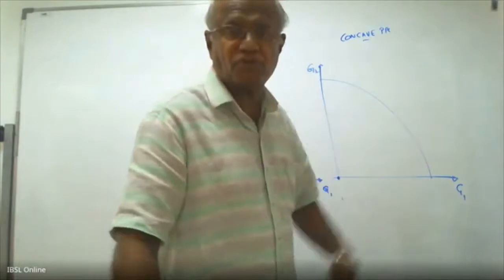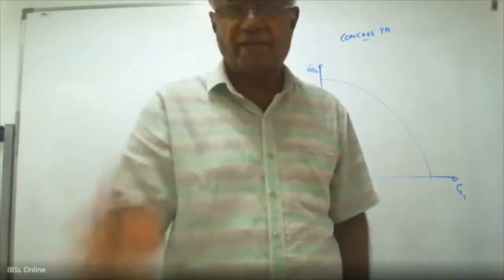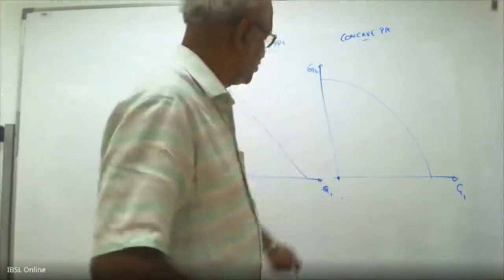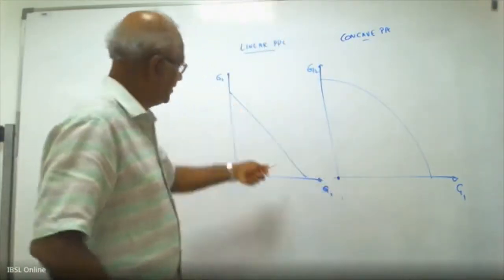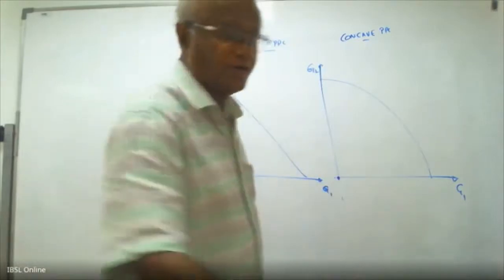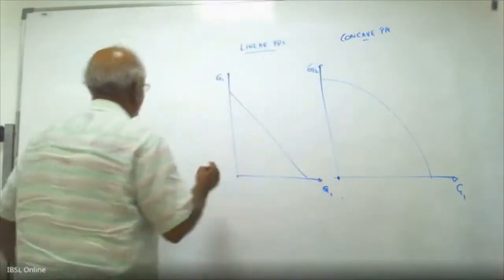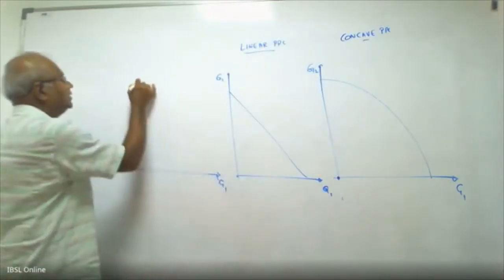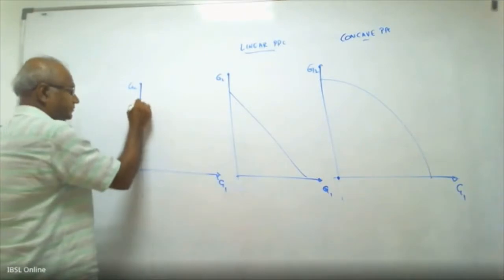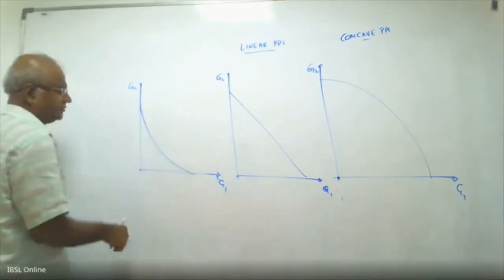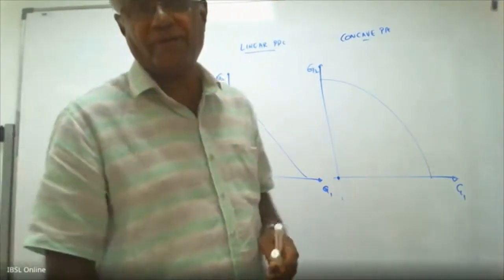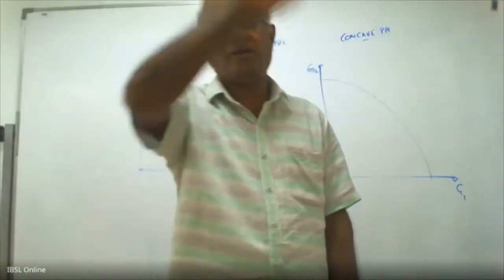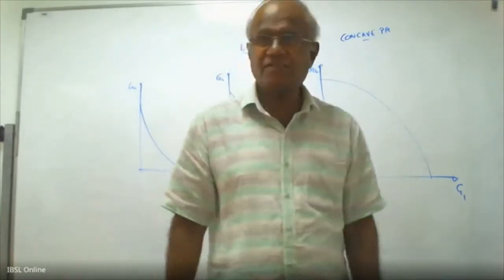The two different shapes of the PPC: concave and linear. This first one is concave to the origin. This is the origin. You can draw another one, actually convex. Convex PPC is like this, with two goods. But generally, for a real economy, it is concave. This is the correct version. This is convex.